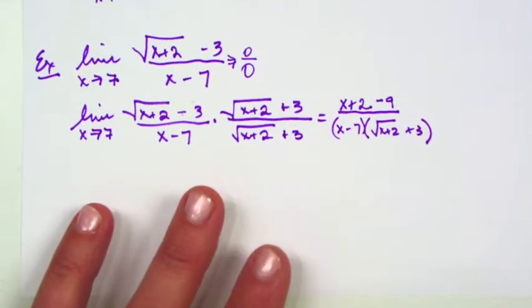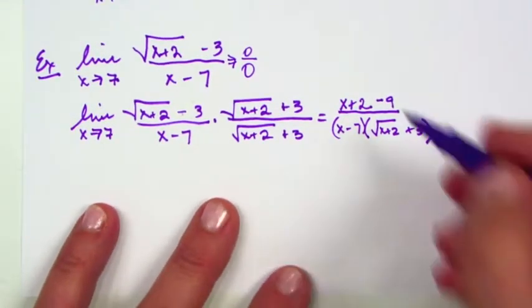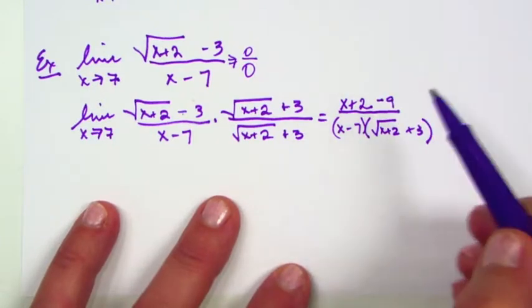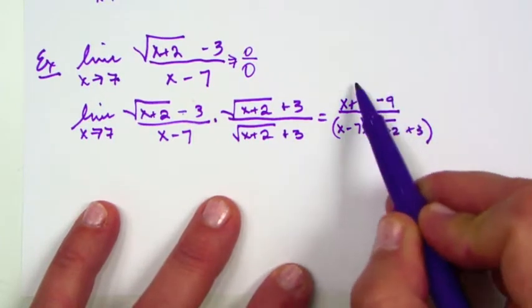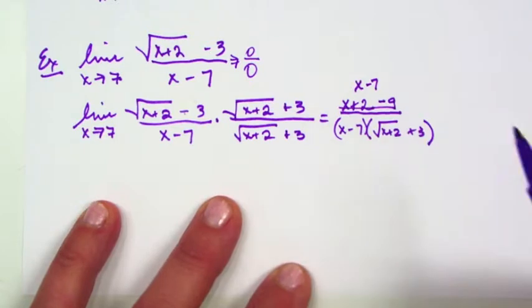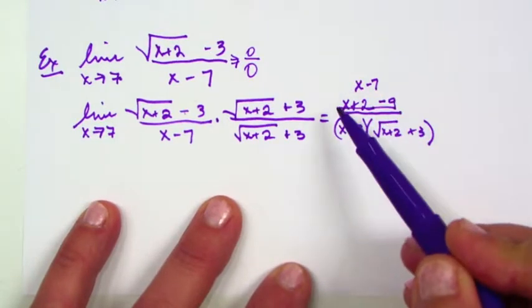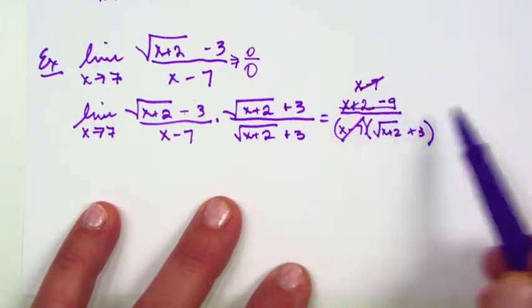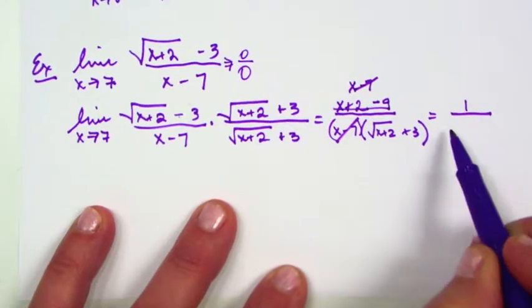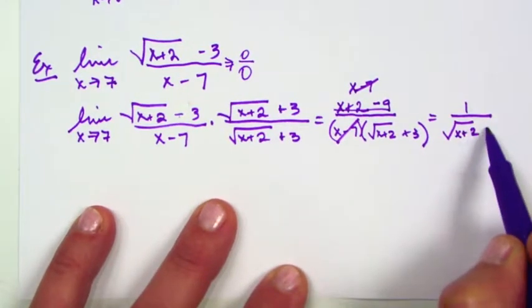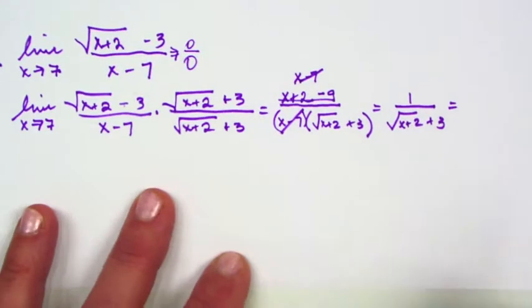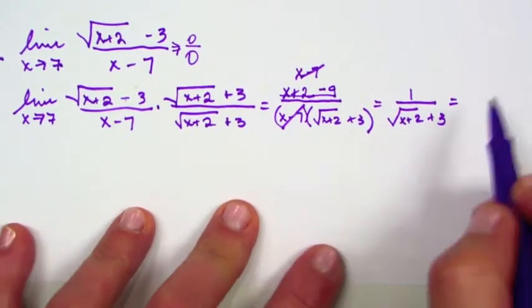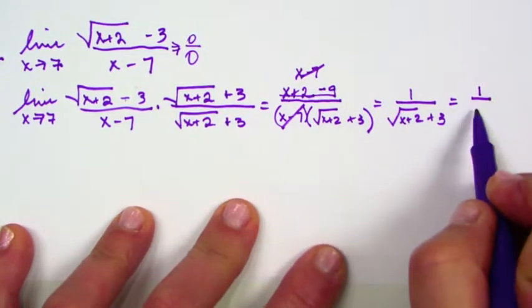What does the numerator change to if I simplify it? x minus 7. That's x minus 7, right? And then what happens with the x minus 7s? They cancel, so I have 1 over all of this. Now can I plug in? And what do you get? 1 over 6. 1/6, right?